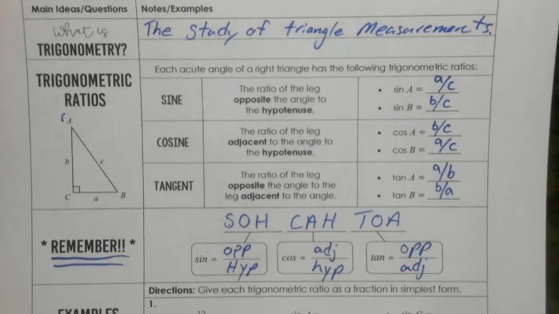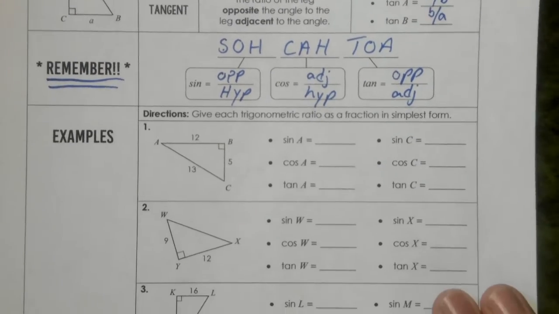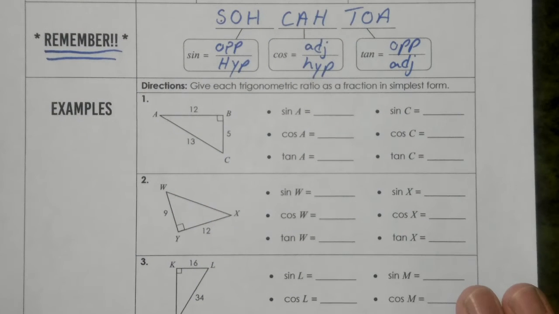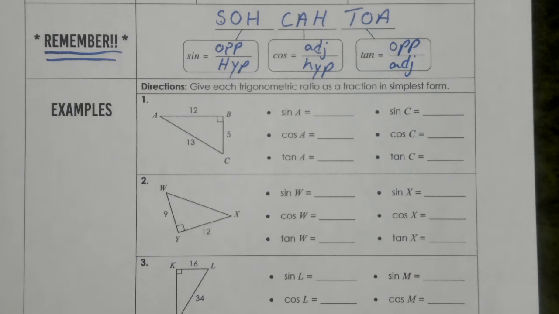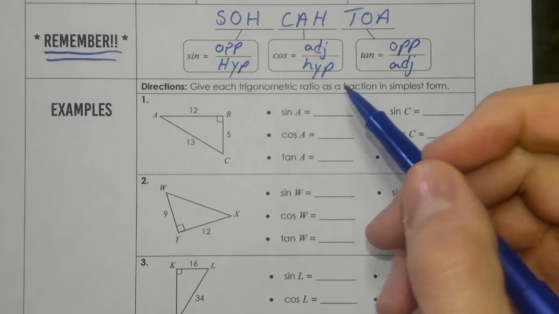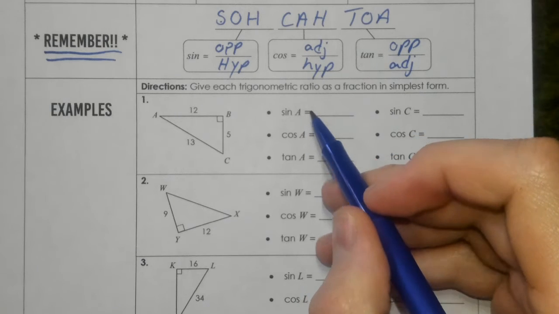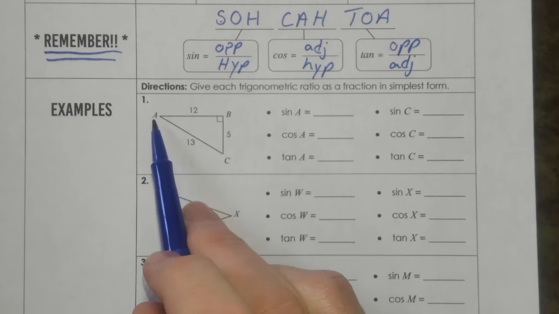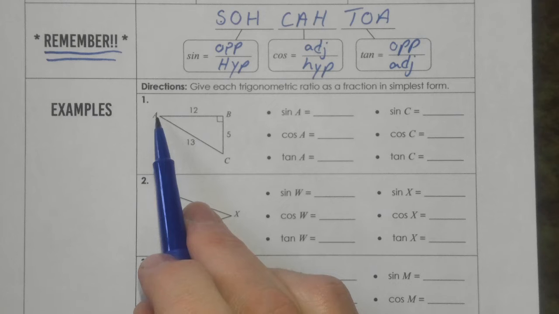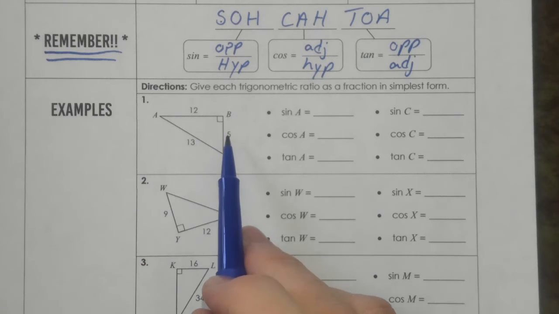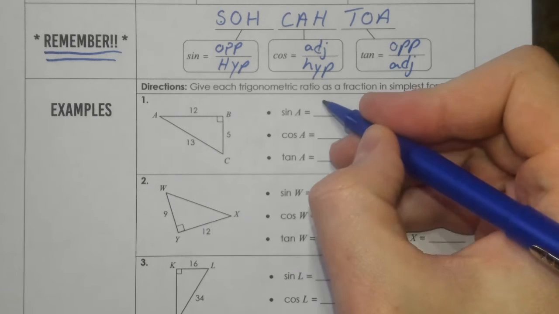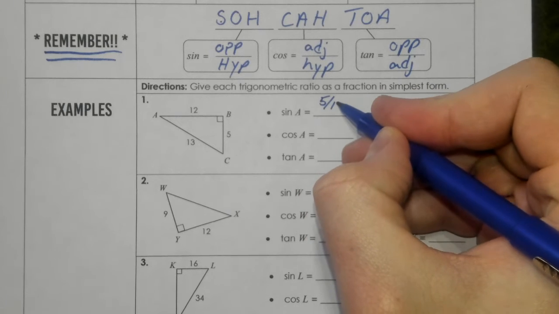Okay. So I'm going to scroll a little bit. Now we have a few examples. The directions here say, give each trig ratio as a fraction in simplest form. Okay, so I'm not going to do all these. We'll just work through a few of these together, then I'll leave some for you to do. The first one says the sine of A. Okay, so find A. There's angle A, and it's equal to the opposite leg over the hypotenuse. So the sine of A is 5 over 13.